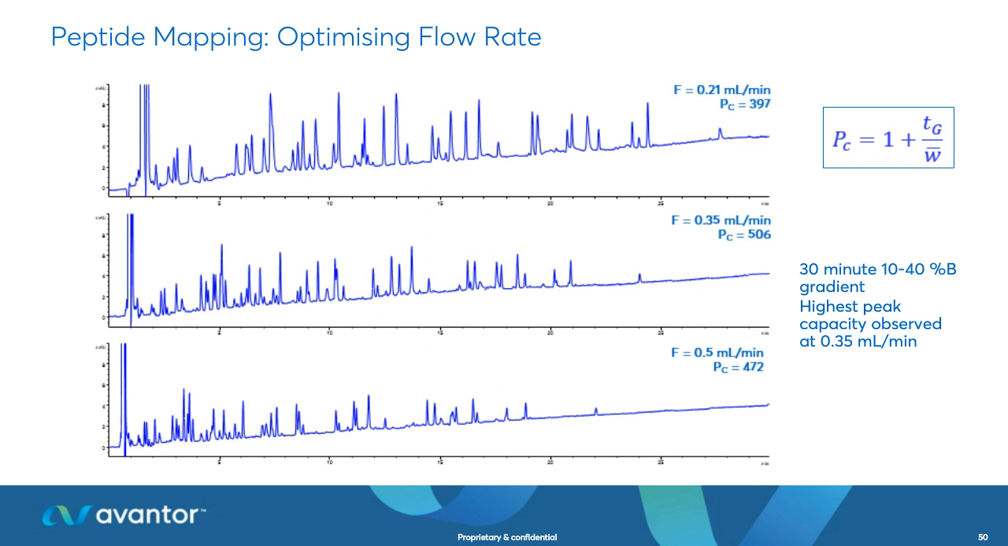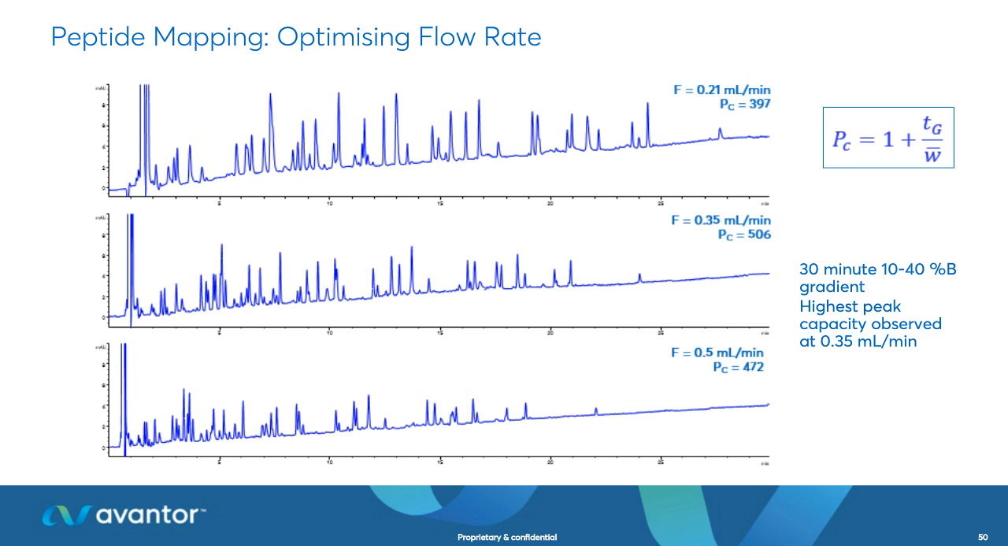Here you can see some optimization of flow rate when looking at peptide mapping. So in this case, we're looking at peak capacity in separation, and that is a measure of how many peaks I can get into a separation window. So the best peak capacity is the highest one, and in this case, going at 0.35 mL a minute gave us the highest peak capacity in our separation. So it's worth considering your flow rate when you're running your method development.